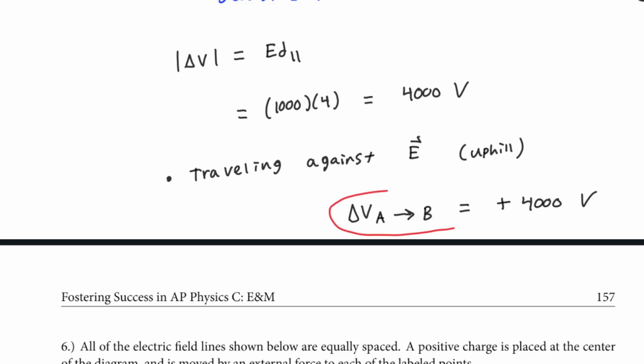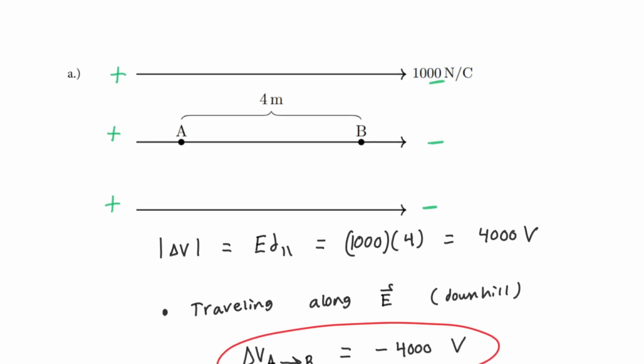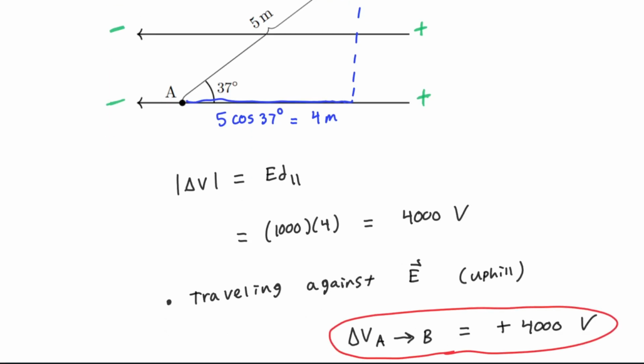So we can actually check that. It's actually given to us that this is the same potential difference magnitude in each of these parts, even though they look different. So we got 4,000 in A because we did just travel 4 meters along the field, but that's also what we did in B. It's just we traveled some extra distance that didn't contribute at all.